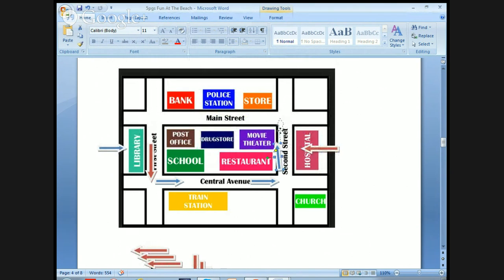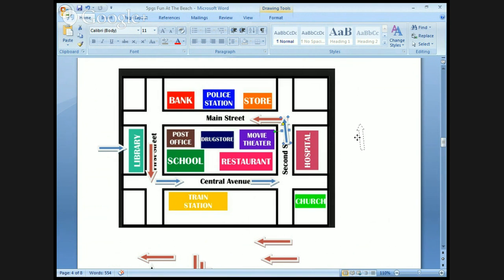to the intersection of 2nd Street and Main Street. I'm going to make a left turn onto Main Street. I'm going to continue on Main Street until I get to the bank. I will pass the police station, and the bank will be on my right. I will go into the bank and get money. All right, so those are the directions that I'm going to use to get to where I'm going.